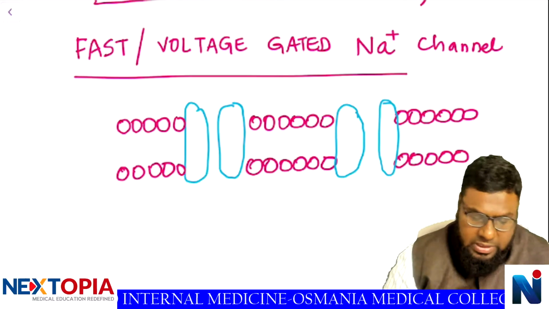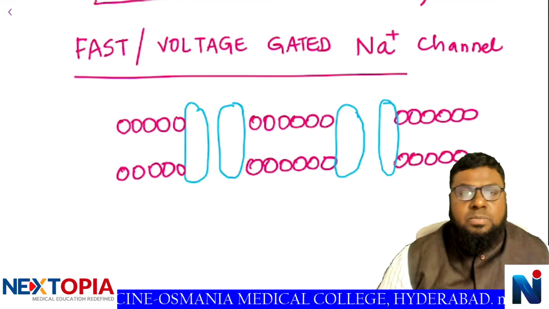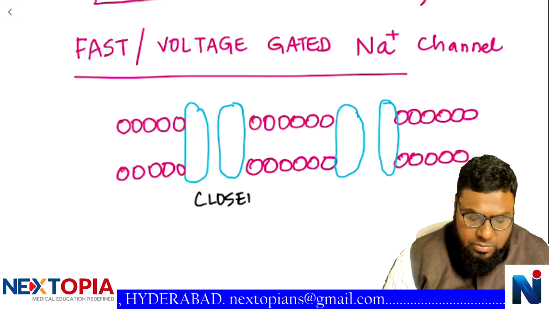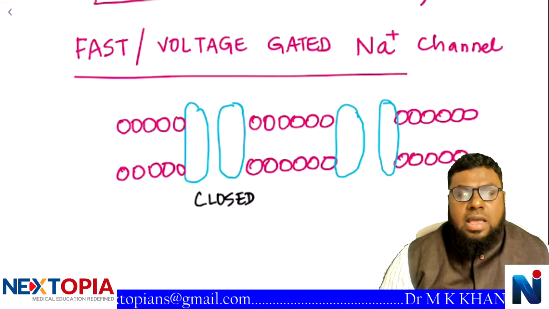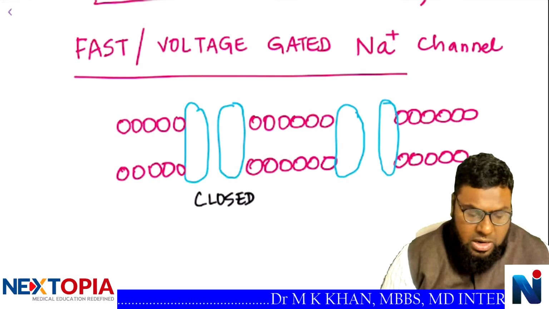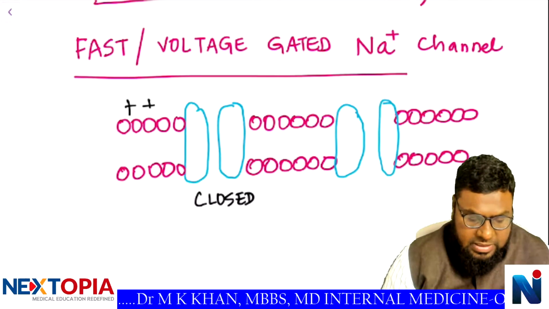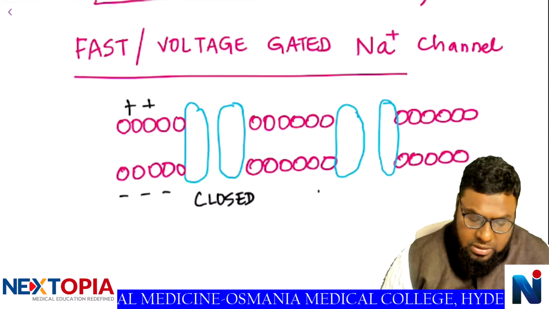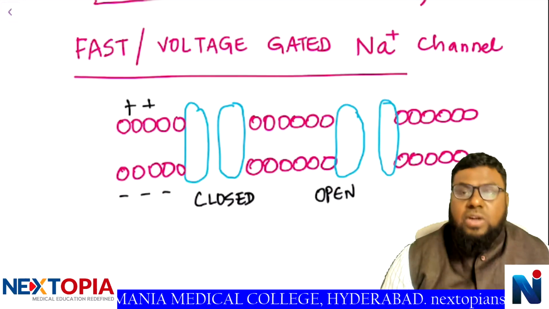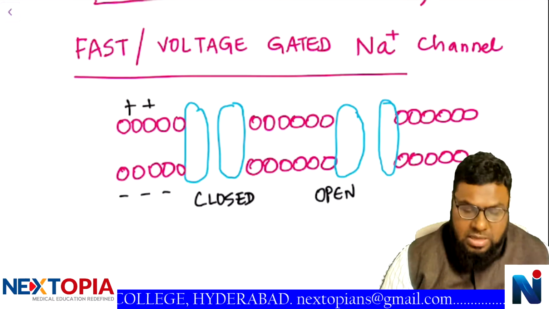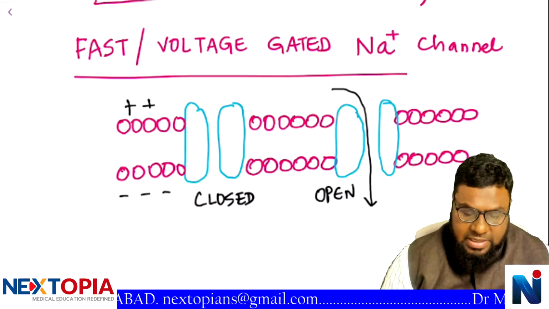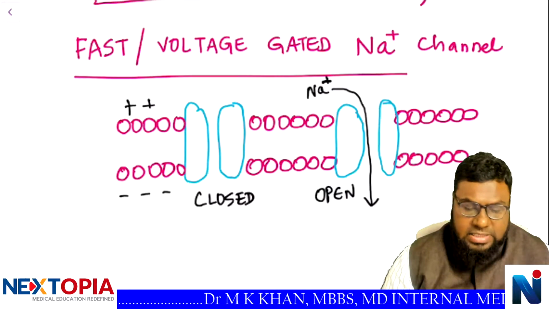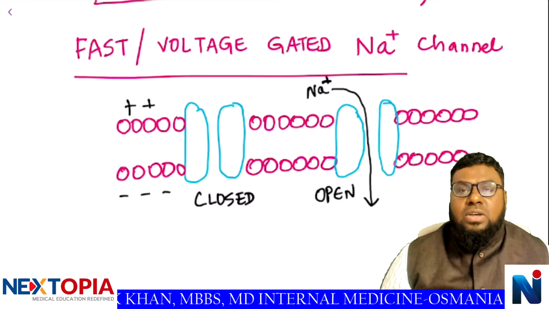If you talk about the entry and exit of sodium, suppose this is a channel. In a resting state, it is closed. Outside we have positive charge, inside the cell we have negative charge. This you all know. Once it is open, because of the voltage difference, it helps in movement of sodium inside the cell. Hence we are calling it a voltage gated fast channel, and this is occurring rapidly.